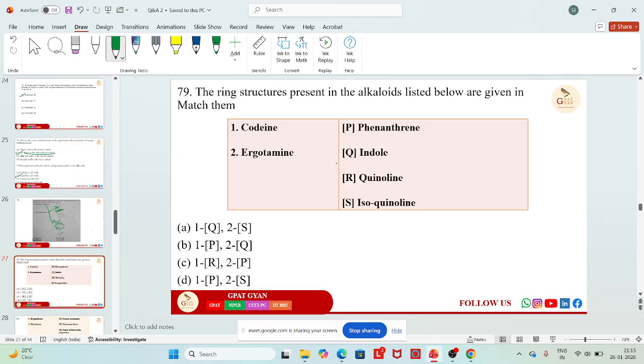Codeine and ergotamine ring structure. B, ma'am. Say it louder. B. Yes, B. Ergotamine contains indole ring system.